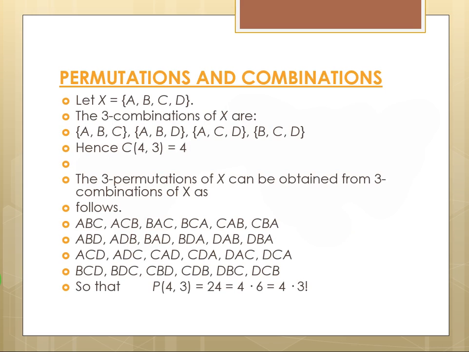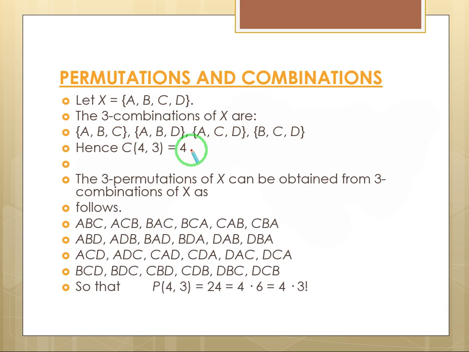So now coming to some comparison of permutation and combination. Let X equal {a, b, c, d}. Then the 3-combination of X. Now coming to combination, 3-combination. So 3 elements need to be combined: abc, abd, acd, and bcd. So this is about combination, and how many combinations are possible?